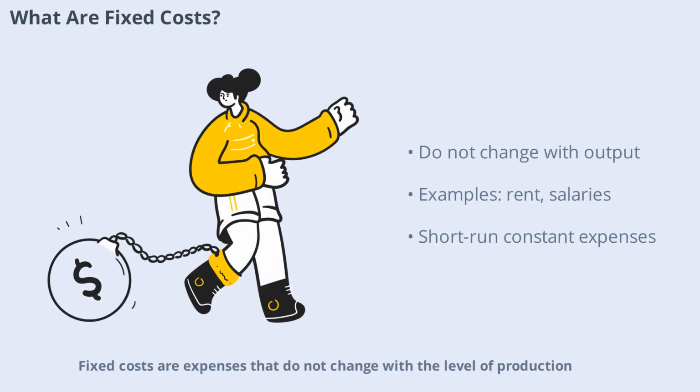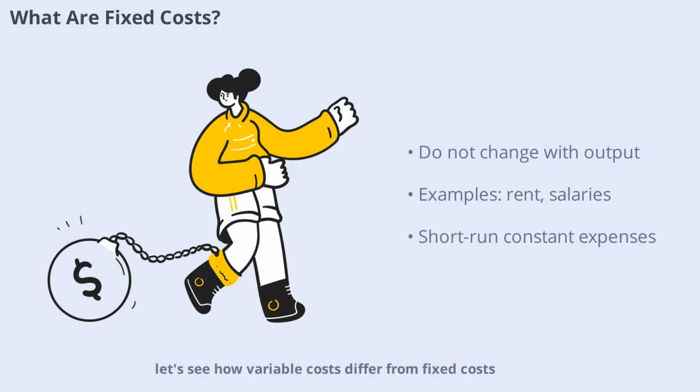Fixed costs are expenses that do not change with the level of production. Think of things like rent, salaries of permanent staff, or insurance payments. No matter how much you produce, these costs remain constant in the short run. For example, if a bakery rents a space for $1,000 a month, that amount stays the same whether they bake 10 loaves or 1,000 loaves. Fixed costs are crucial for planning because they represent the baseline expenses a business must cover regardless of output.